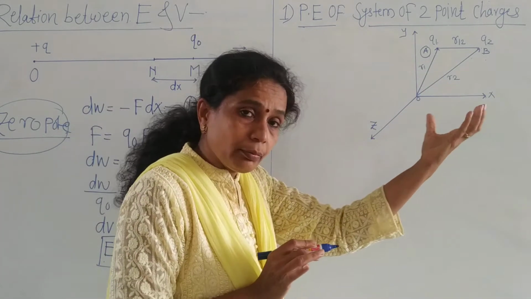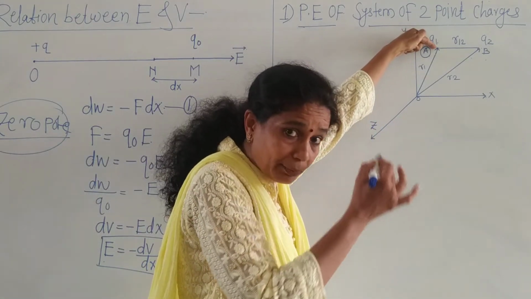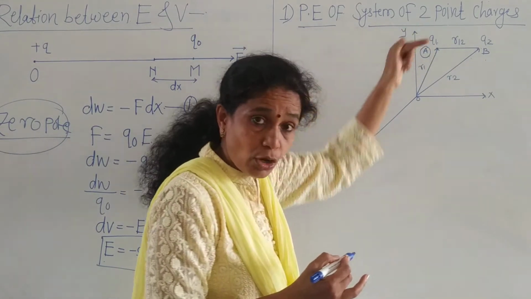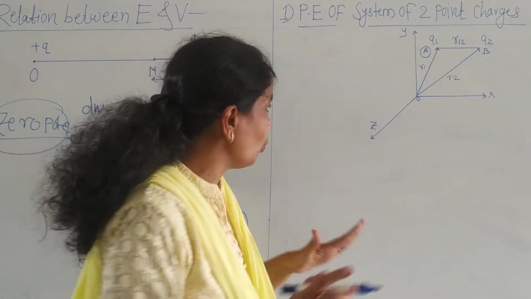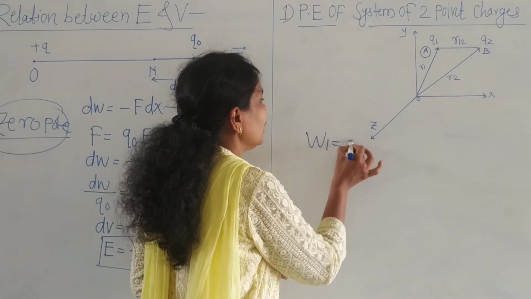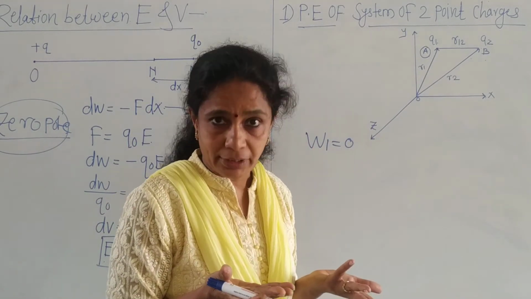Now initially both the charges Q1 and Q2 are at infinite distance. Now bring the first charge Q1 to the point A from infinity to a distance of R1. Then what is the work done? There will be no work done, because W1 is equal to 0. Why is this so? Because there will be no electrostatic field.